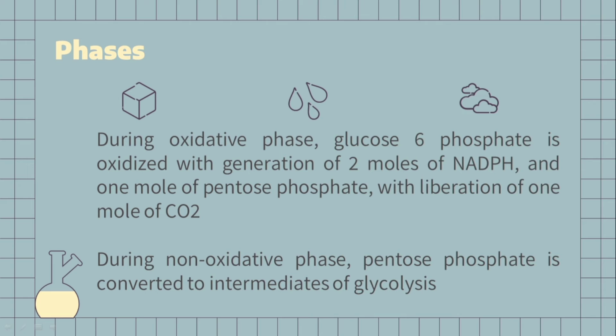While in the non-oxidative phase, pentose phosphate is converted to intermediates of glycolysis. So, non-oxidative phase is irreversible. It generates precursors for biosynthesis. This non-oxidative phase will be explained further by the next reporter.